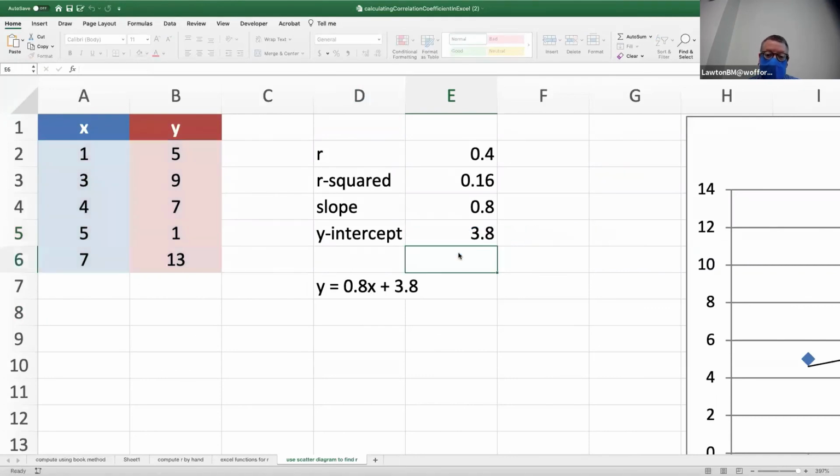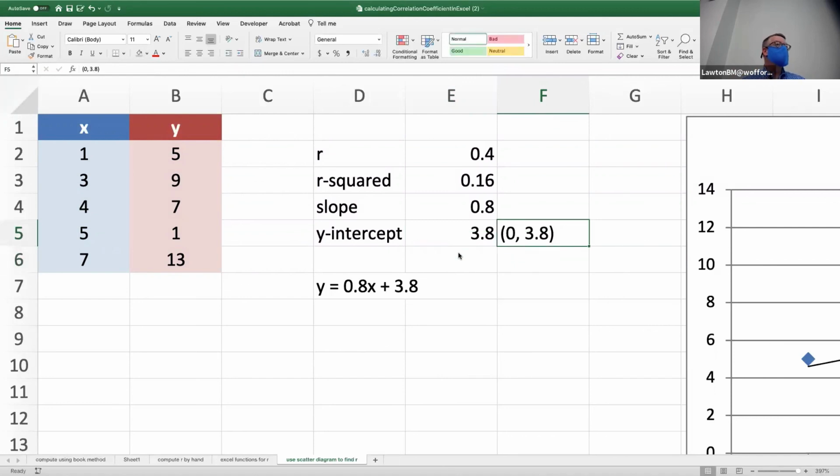And that is really the point. I always tell this to my calc students all the time. I hear my calculus teacher screaming at me. The y-intercept is really the point x is 0, y is 3.8, but b would be 3.8.